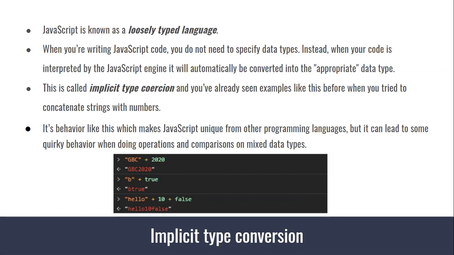And it makes JavaScript very unique and can lead to very, very quirky behaviors when doing operations in comparison, because you're mixing the data types. And it's extremely frustrating sometimes when you have something like that. So you can see "hello" plus 10 plus false. All different types, they all combine down to a string. What is going on here? But that can happen.